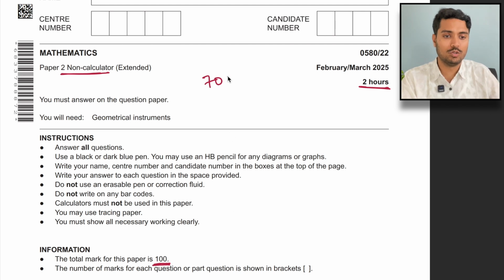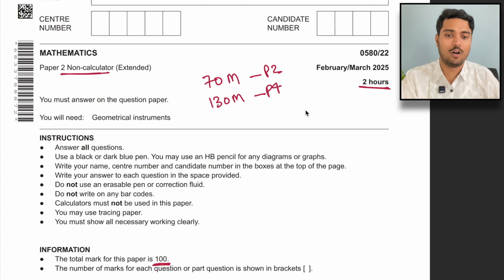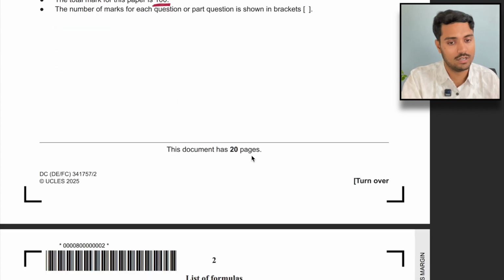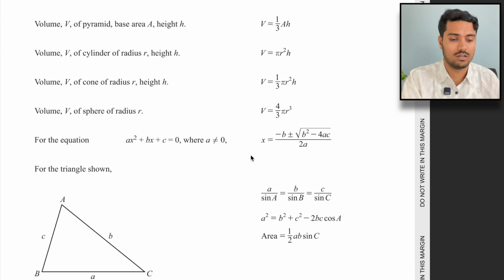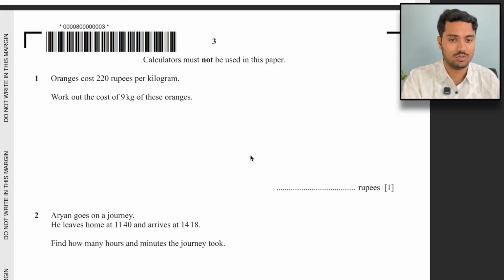Earlier, paper 2 used to be 70 marks and paper 4 used to be 130 marks. Now both the papers, paper 2 and paper 4, are for 100 marks each, 2 hours each. But paper 2 is a non-calculator paper. So without wasting time, let's move ahead. And also the formula sheet is given to you from this year.